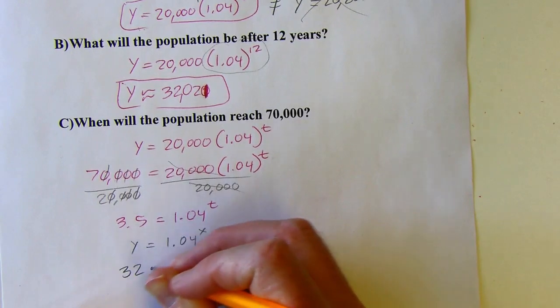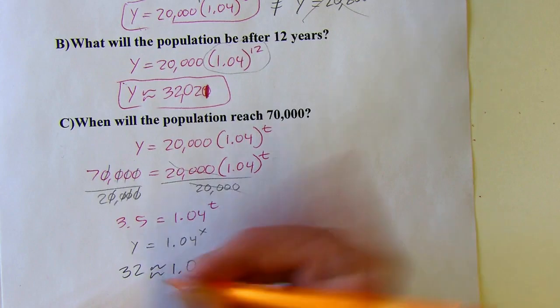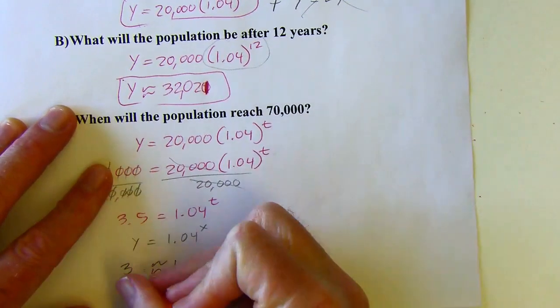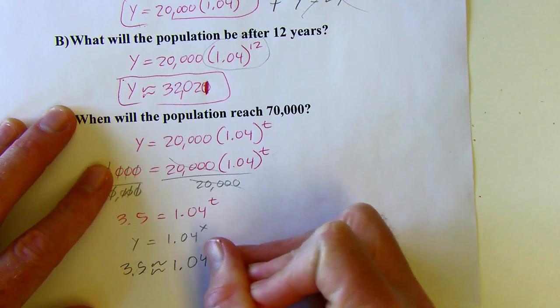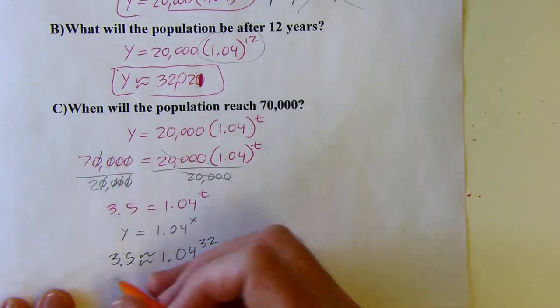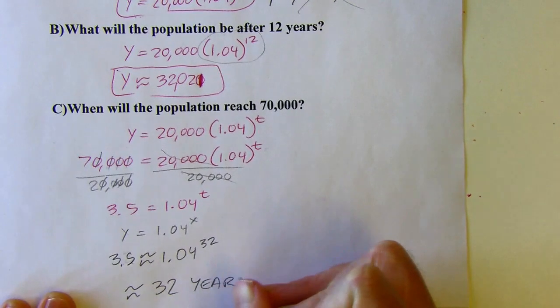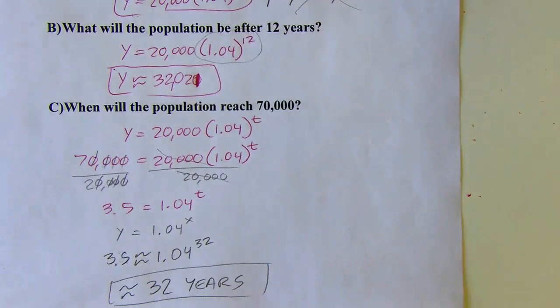After about 32 years, oh, sorry, this was the 3.5. After about 32 years, I'm going to get 3.5 there, okay? So my final answer here, about 32 years, okay? Now, it's just a guess and check kind of thing, and we'll get a more accurate answer and a quicker way to do it later in the chapter.